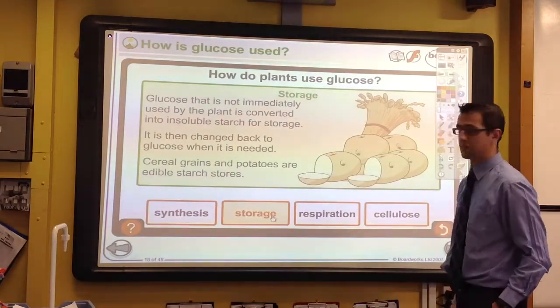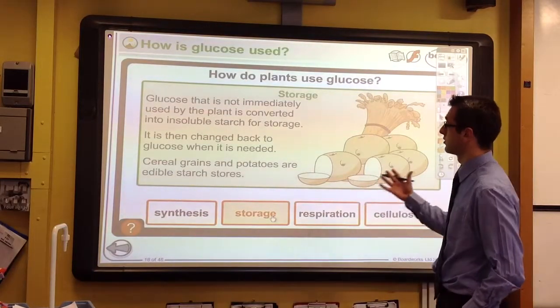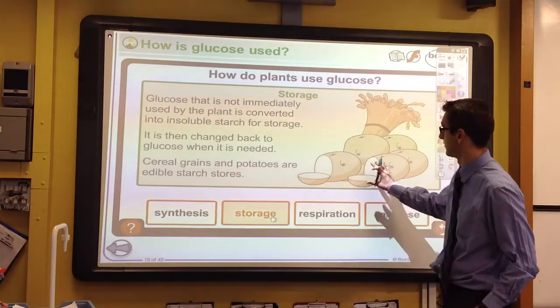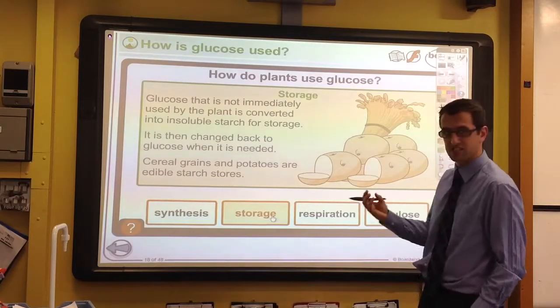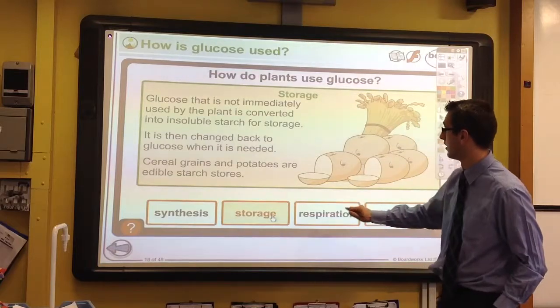Storage, glucose is soluble, starch is insoluble, so the glucose is stored as the plant's energy storage in starch grains. That's typically what you might find in potatoes and other such seeds and things like that that need a lot of energy to keep water.